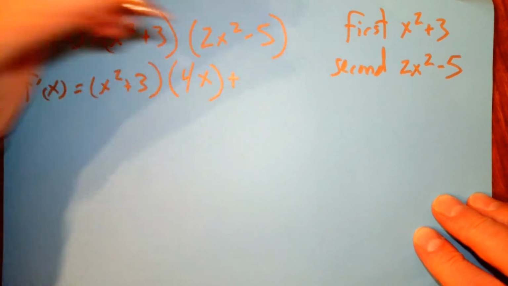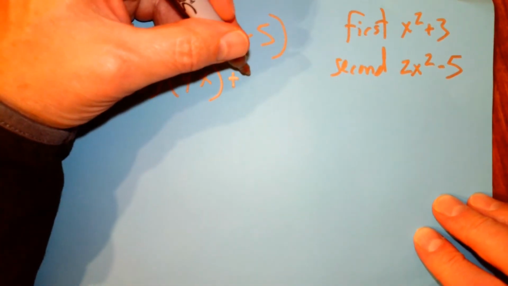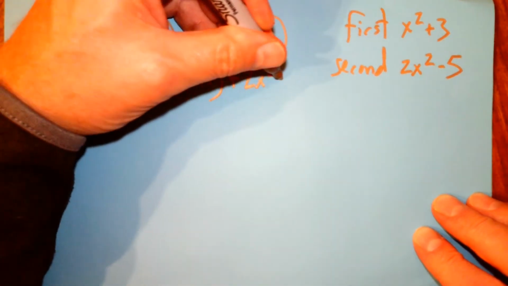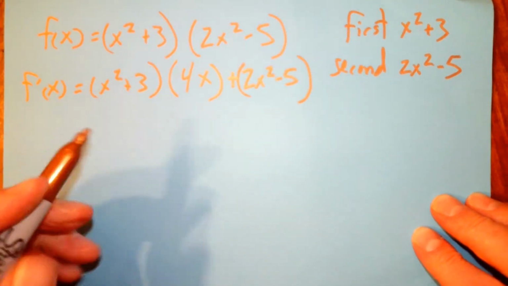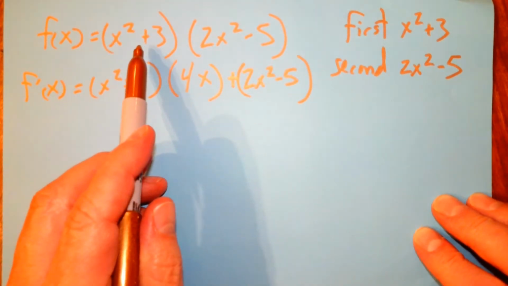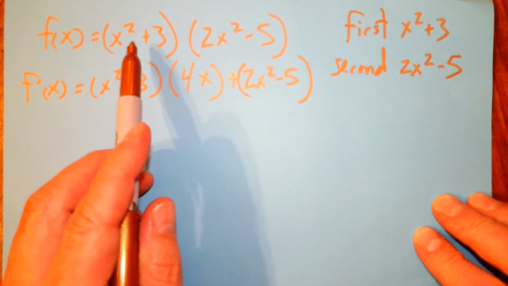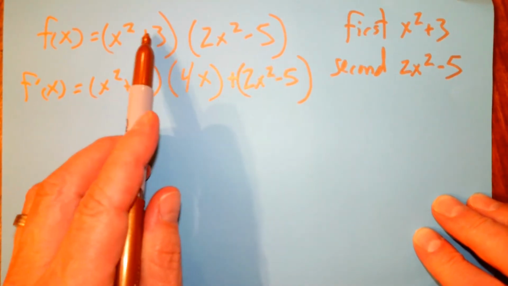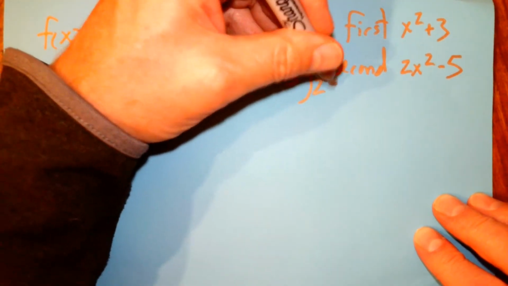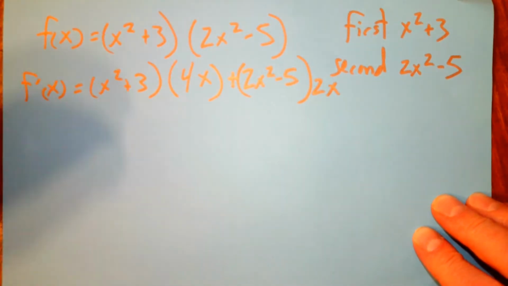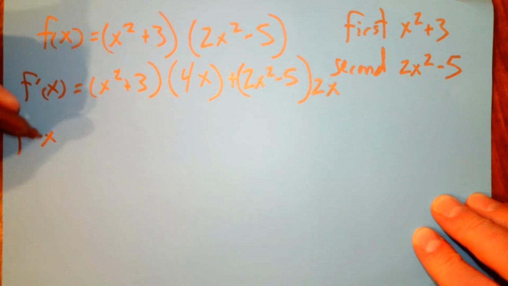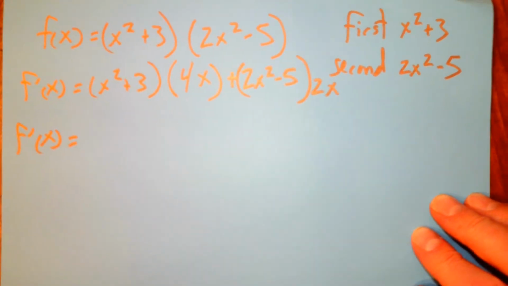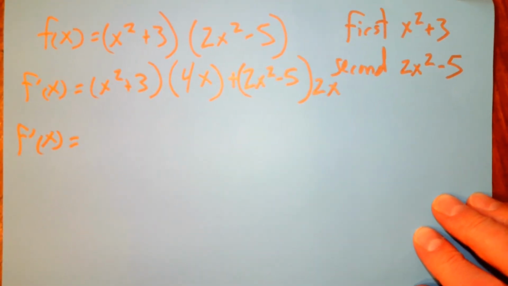Now we do plus the second term, 2x squared minus 5, times the derivative of the first. And what's the derivative of this first term? It's going to be 2x. Derivative of any constant is 0, so 2x. Great. We could be done. That is the derivative. But let's simplify it a little bit just to see if we can boil it down any.